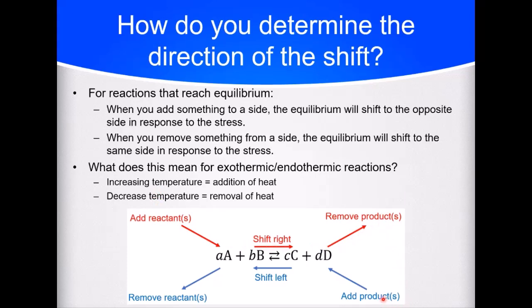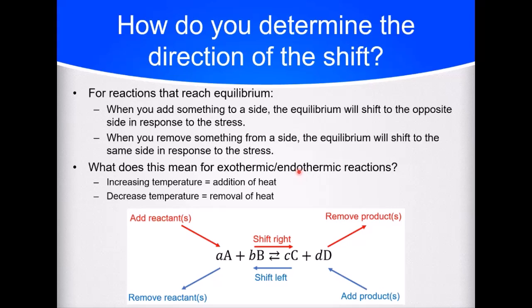If you're adding a product or removing a reactant, just follow the arrows. It shifts to the left. Now think about what this means for an exothermic or an endothermic reaction. First of all, we have to remember, is heat a reactant or a product? Or is it on the reactant side or the product side for an exothermic reaction? Conversely, is heat on the reactant side or the product side for an endothermic reaction?